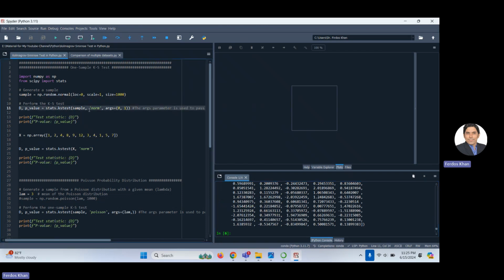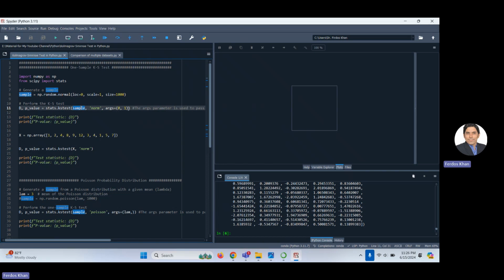Okay, now perform the KS test. Remember that D will store the test statistic, and p-value will store the p-value from this command, stats.kstest. So apply this to sample, which we have like this, and the distribution is normal. We are testing for normal. You can test for Poisson, you can test for binomial, or you can test for any distribution. So there is no restriction. And then args 0 and 1.